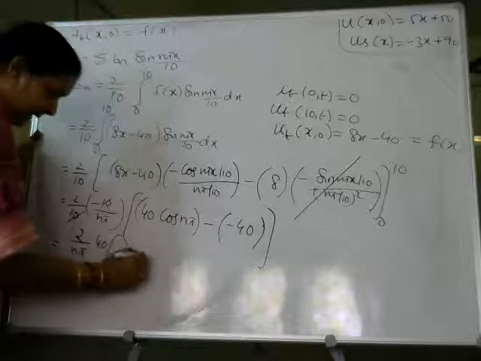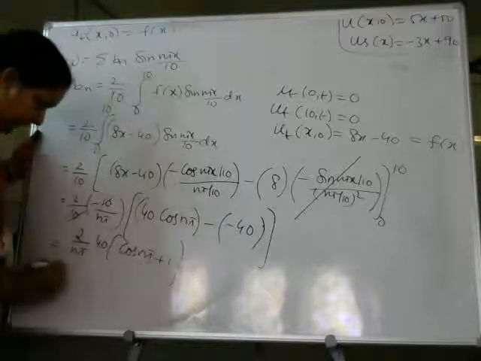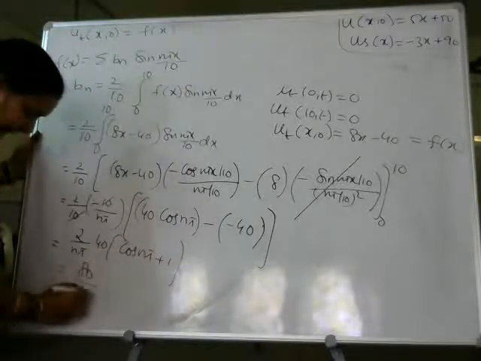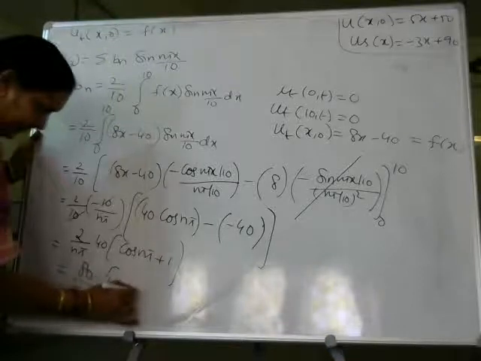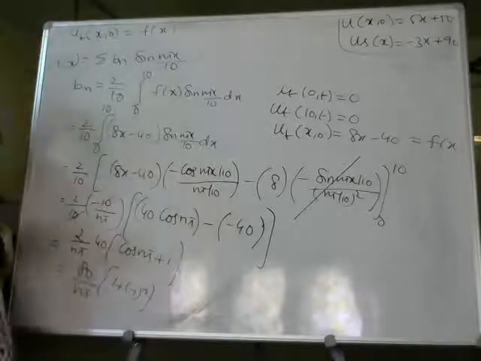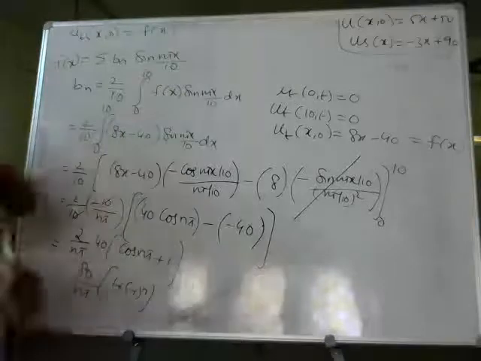This is cos n pi minus of minus 40, which is plus 1. So 80 by n pi times (1 plus (minus 1) to the power n). Cos n pi we know is (minus 1) to the power n. This is the value of bn.